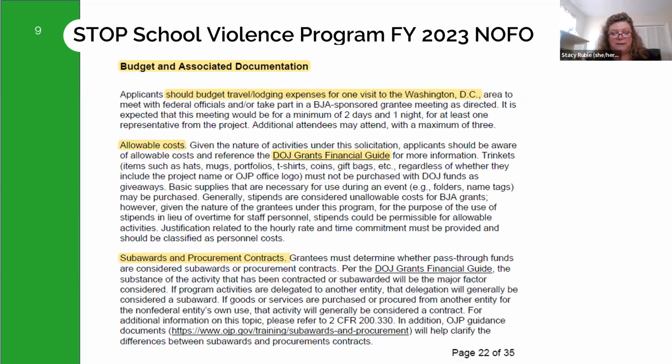And then in that last paragraph, they talk about the difference between a subaward and a procurement contract, because those relationships are going to be treated very differently. So you need to make sure you're picking the right one. And so with Department of Justice, they actually define those terms for you. Next slide.